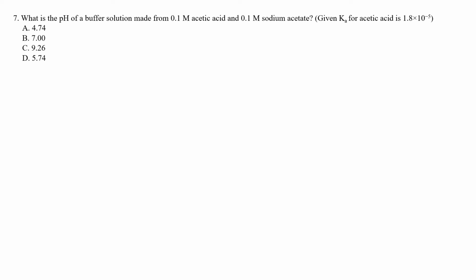Next question. What is the pH of the buffer made from 0.1 molar acetic acid and 0.1 molar sodium acetate? This is an acid and its conjugate base salt, sodium acetate and acetic acid. Ka value of the acetic acid is given as 1.8 times 10 to the negative 5. How can we calculate the pH of a buffer solution? Using this equation, the Henderson-Hasselbalch equation. pH of the buffer is equal to pKa of the acid plus log of conjugate base concentration divided by acid concentration.